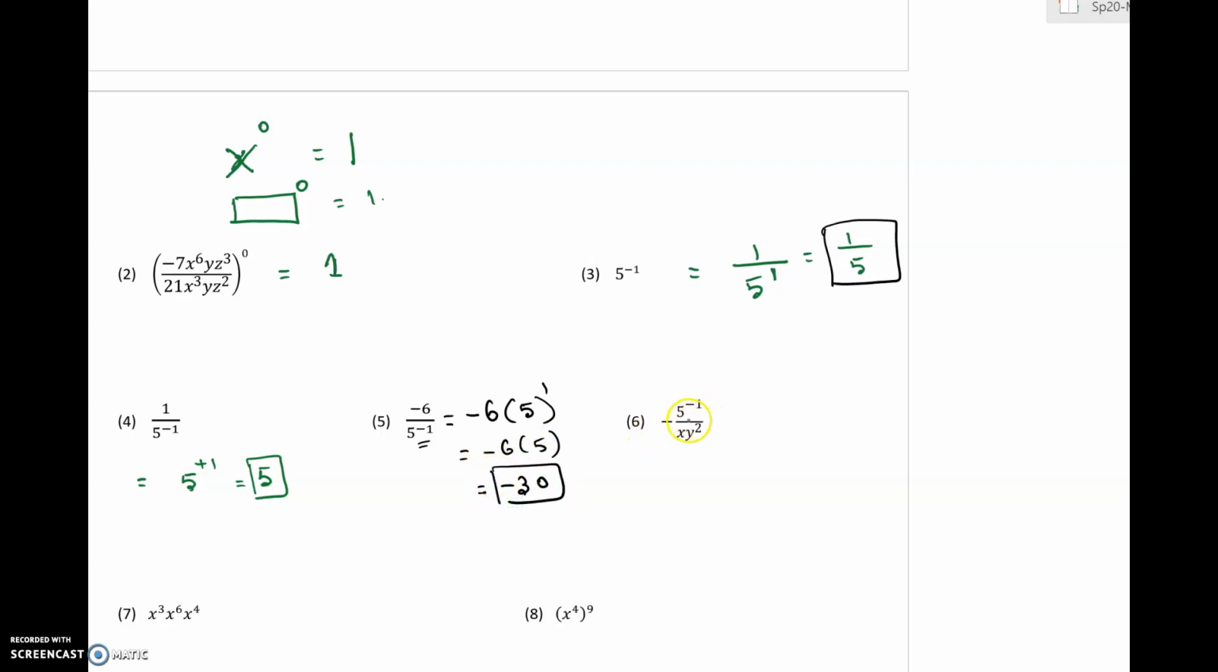Next one, number 6: negative 5 to the negative 1 over xy squared. The denominator need not be touched. It can stay as xy squared. The negative need not be touched either, so it's negative. Then we have xy squared in the denominator that stays as is. 5 to the negative 1 can be written as 1 over 5 to the positive 1. So it is equal to negative 1 over 5xy squared.